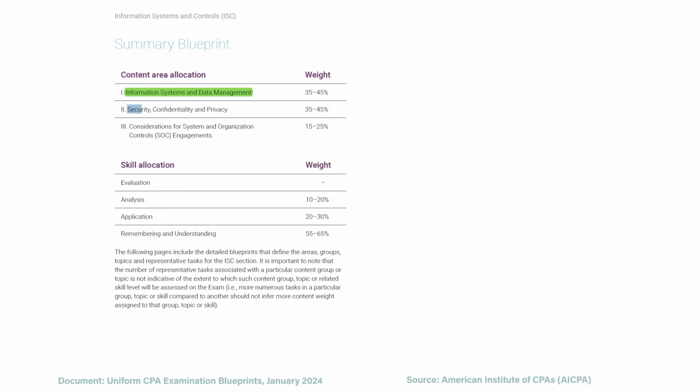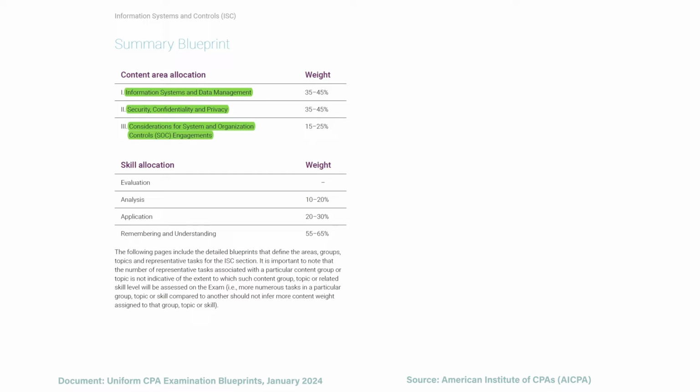Next is security, confidentiality, and privacy. This is talking about what are the different cybersecurity threats that could occur, what are the steps for us to mitigate these threats, and what kind of incident response plan should we have in place. Section 3 is considerations for SOC engagements. This is talking about SOC 1, SOC 2, and SOC 3 engagements. How do we plan for them? How do we actually perform them? And how do we report on them?